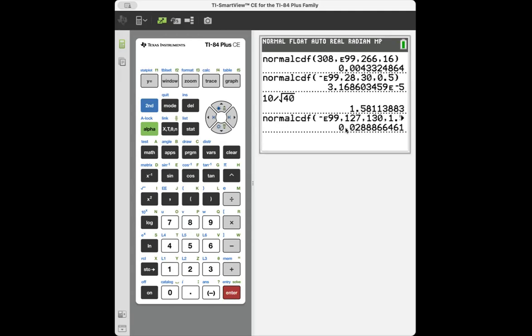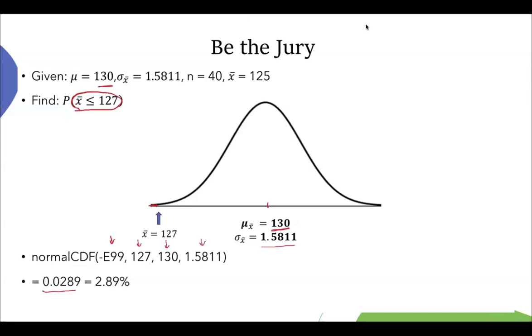Our probability is 0.0289, rounded to 4 decimal places, and turning that into a percent, it's 2.89%. So would you consider this a rare event?